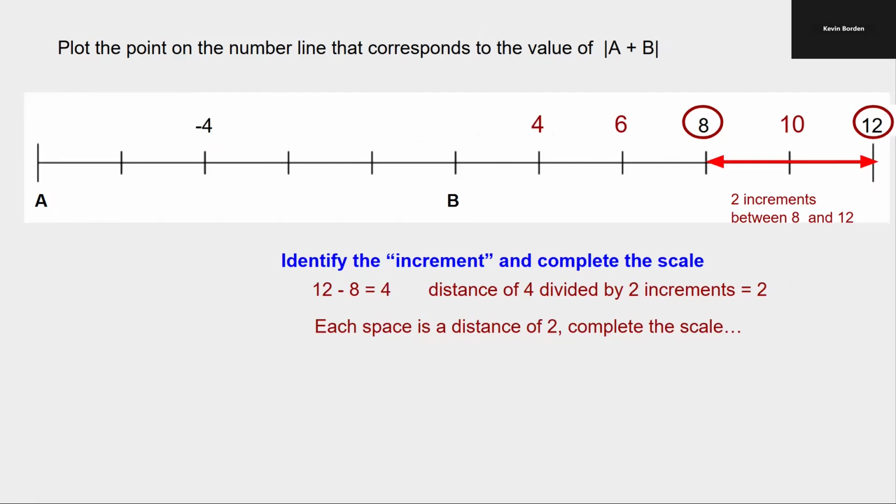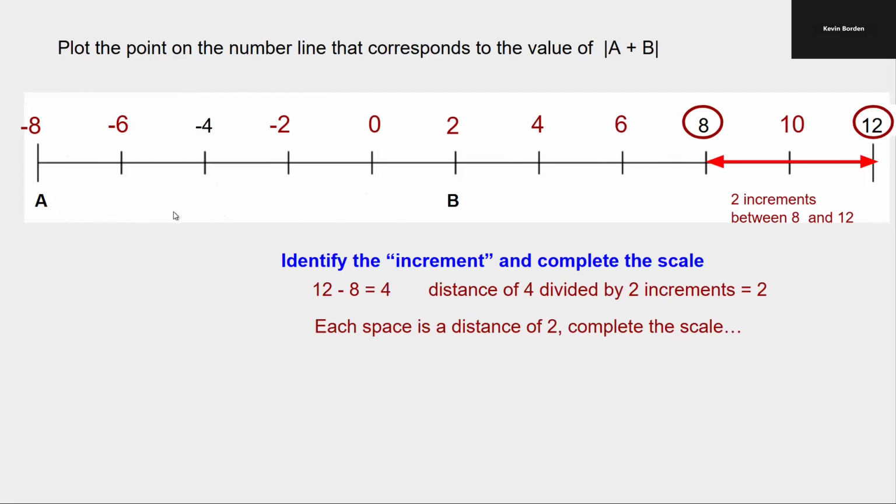6 minus 2 is 4. Minus 2 is 2. We continue to 0, then minus 2. Minus 4 we don't need to label, but it's good to know that that fits in with our pattern. And then minus 6, and finally minus 8. And now we can see that all of our tick marks in this number line are labeled.